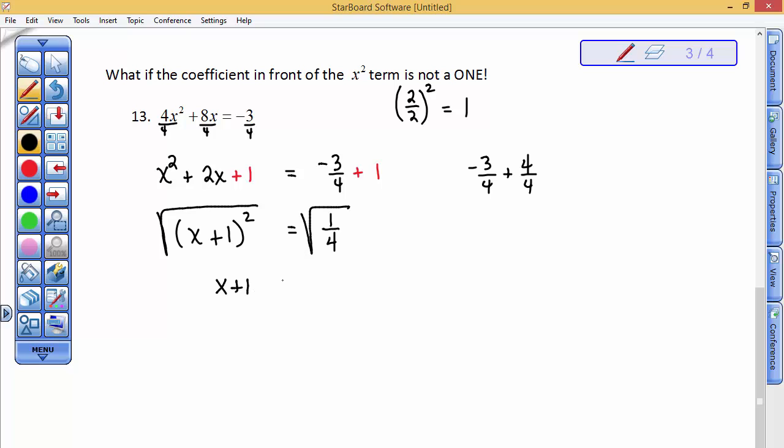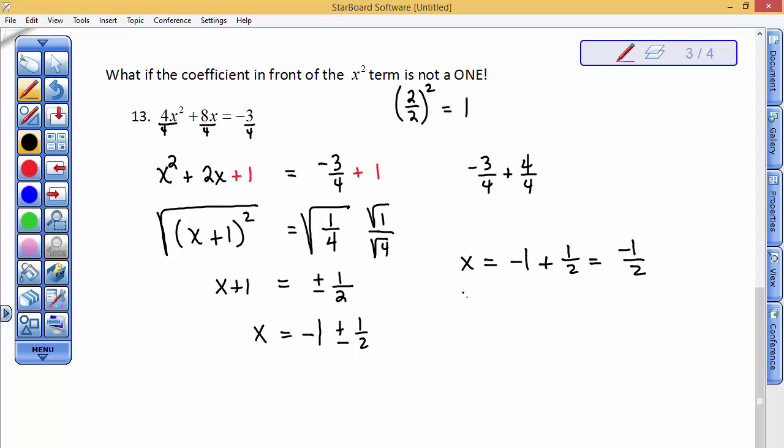So we'll have x plus 1 equals plus or minus, don't forget, the square root of 1 over the square root of 4, which is 1/2. See this 1 right here? I'm going to put it over here as a -1 plus a half and a -1 minus a half. When that occurs, I should go ahead and do the arithmetic. So -1 plus a half is a -1/2, and a -1 minus a half is a -1.5, or a -3/2.